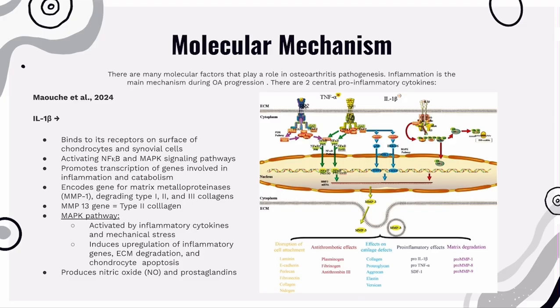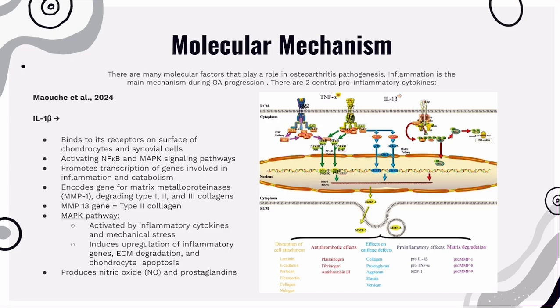There are many molecular factors that play a role in osteoarthritis pathogenesis. Inflammation is the main mechanism during OA progression. There are two central pro-inflammatory cytokines for this disease. Interleukin-1 beta is the most studied cytokine in regards to osteoarthritis. It binds to its receptors on the surface of chondrocytes and synovial cells, activating the nuclear factor kappa B, a transcription factor, and the mitogen-activated protein kinase pathways.